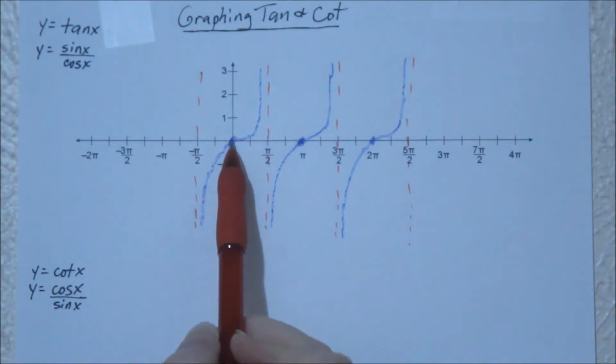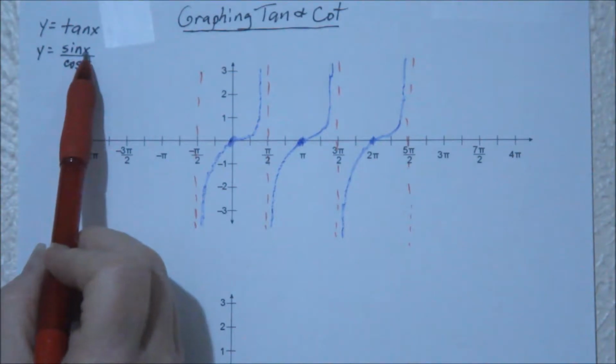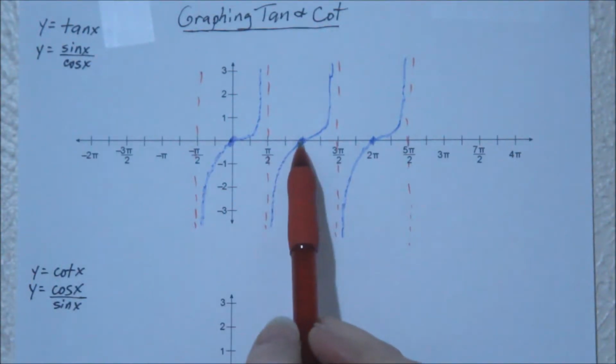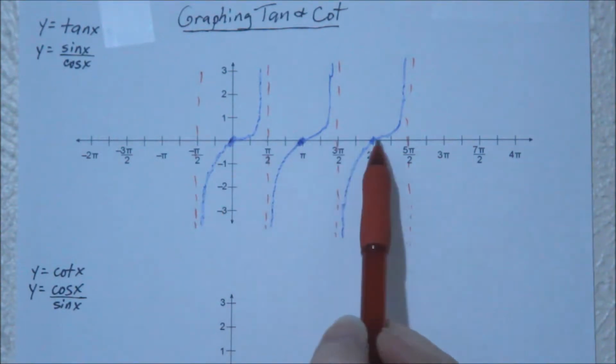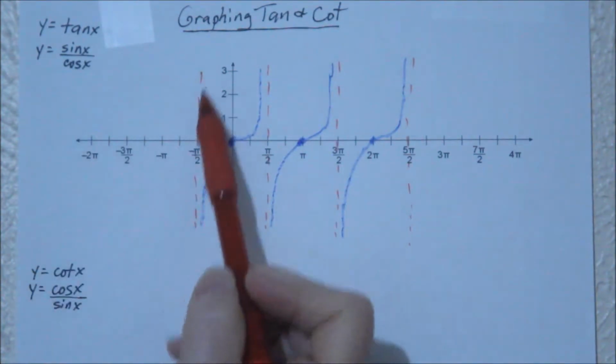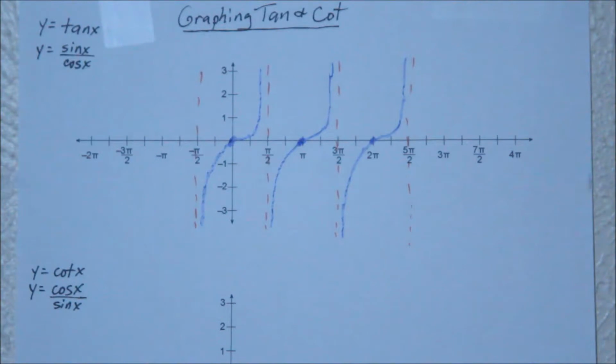Again, these points here, 0. Sine of 0 is 0. And 0 divided by anything is 0. So when your numerator is 0, we'll create these points. When your denominator is 0, create your asymptotes for tangent. Okay?